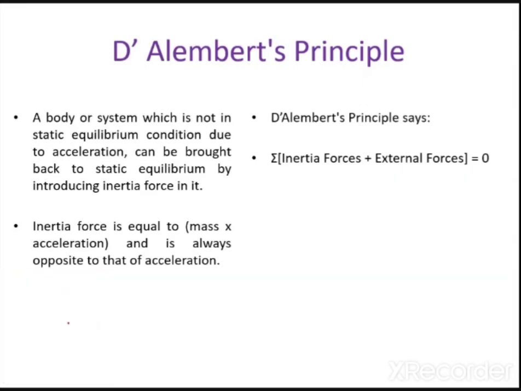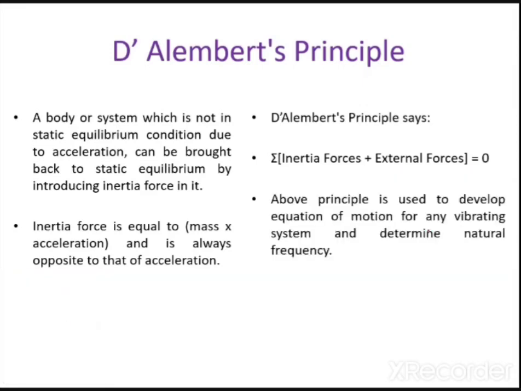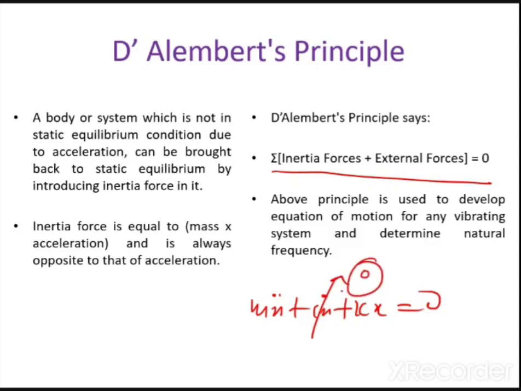Understood? The above principle is used to develop the equation of motion for any vibratory system and determine the natural frequency. Means by using this principle, first of all, find out m x double dot plus c x dot plus k x is equal to 0. But in this case, c x dot is equal to 0 because we are considering only free undamped vibration. So I'm getting m x double dot plus k x is equal to 0. Then find out omega n. So omega n, something you will get.